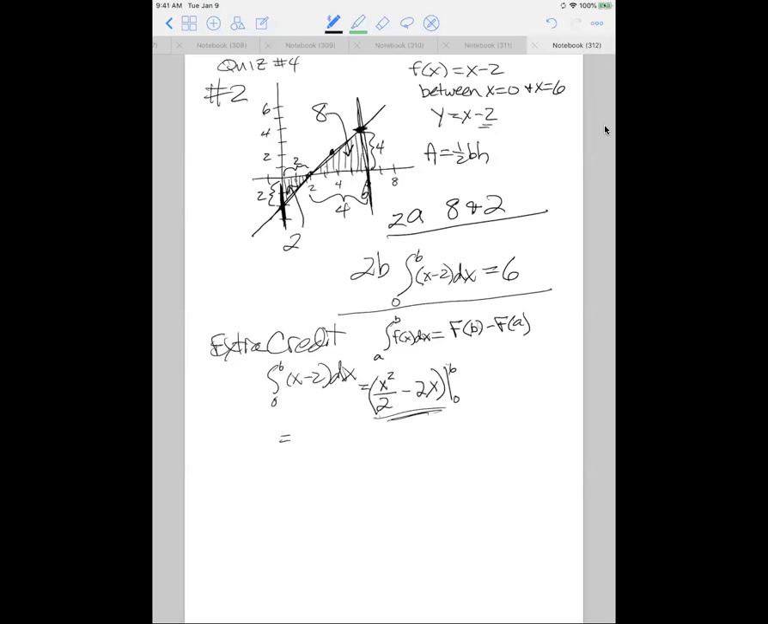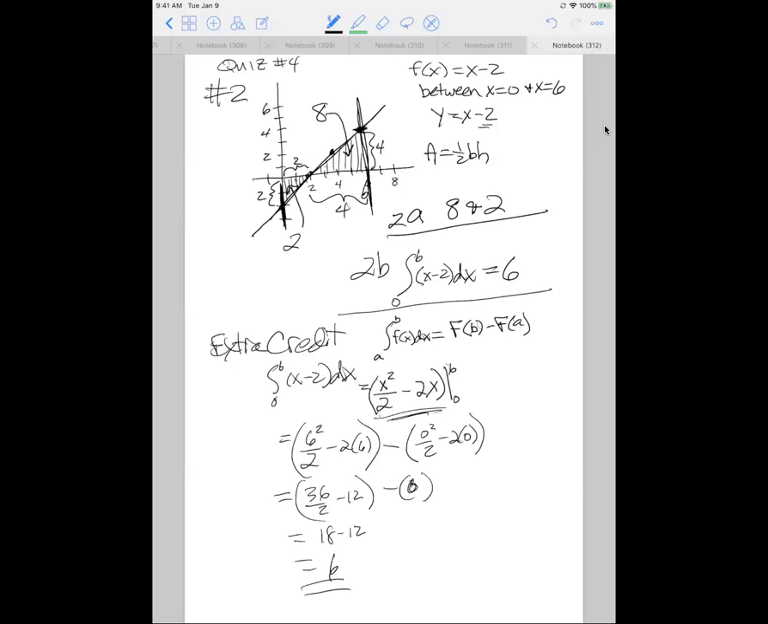This is cap F from 0 to 6. So plug in 6 now. That gives us 6 squared over 2 minus 2 times 6, minus 0 squared over 2 minus 2 times 0. And that's equal to 36 over 2 minus 12, minus 0 minus 0. That is going to give us 0 there. So that ends up giving us 18 minus 12, which turns out to be 6. Okay? So that is the extra credit question.